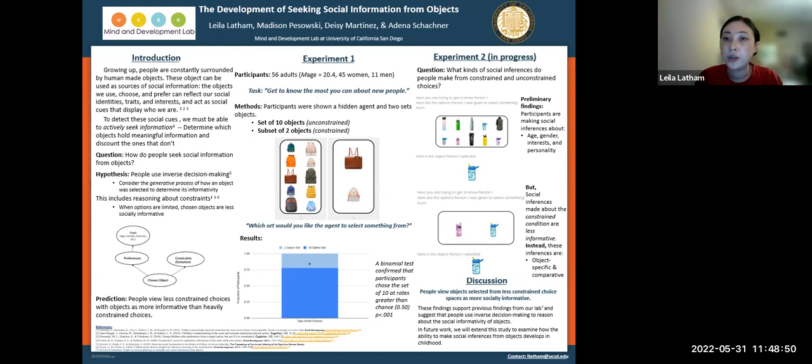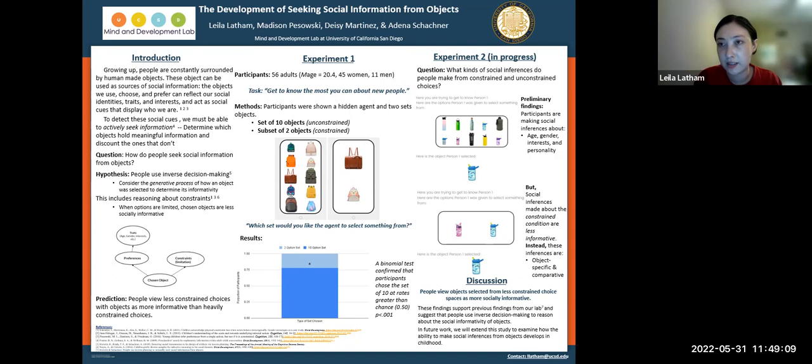However, in the set of 2, social inferences are a lot more limited. Participants are less likely to come up with 3 responses. Instead, it's usually like 2. And their inferences are not very broad. They're very specific and surface level.